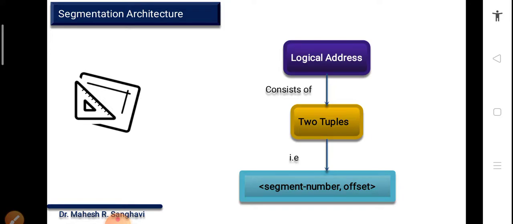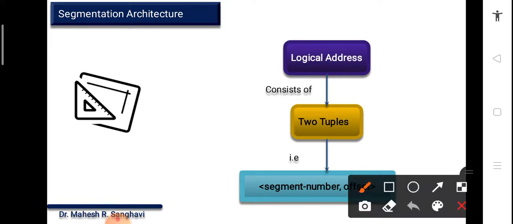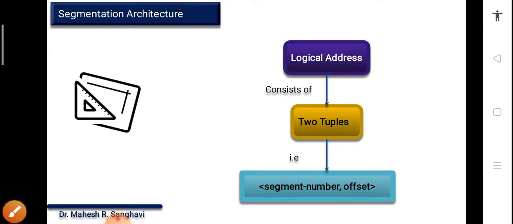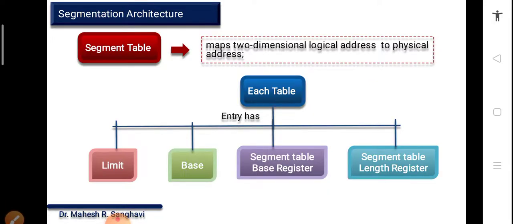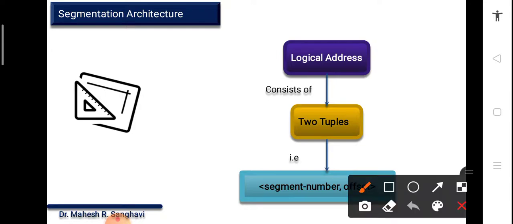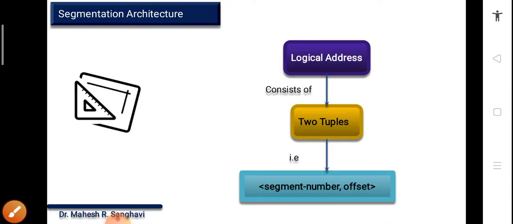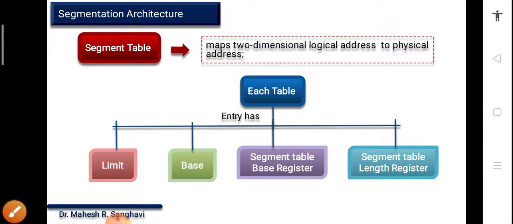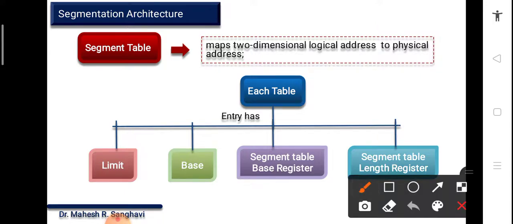Now, the segmentation architecture will give you an idea that the logical address here has two tuples. Which two tuples? Segment number as well as offset. Now here you can understand the entire detailing of what each table will contain.